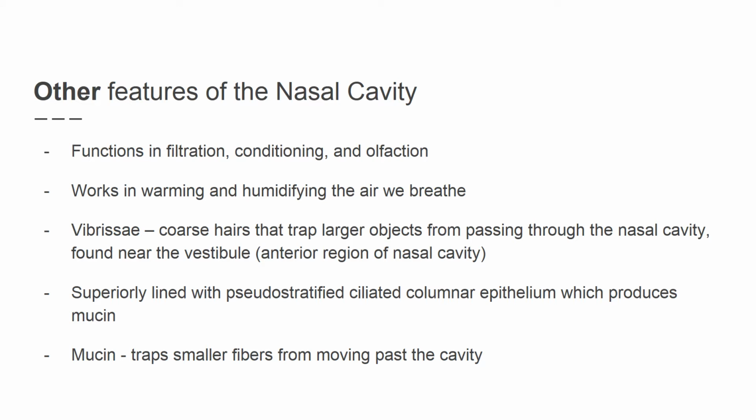It also works to warm and humidify the air that we breathe, and this needs to be done before the air reaches the lungs. As far as filtration, there are vibrissae that trap particles from passing through the nasal cavity. The nasal cavity also has mucin, which traps fibers so that they don't pass through the nasal cavity. These mechanisms are important because we don't want this debris to get into the lungs and interfere.